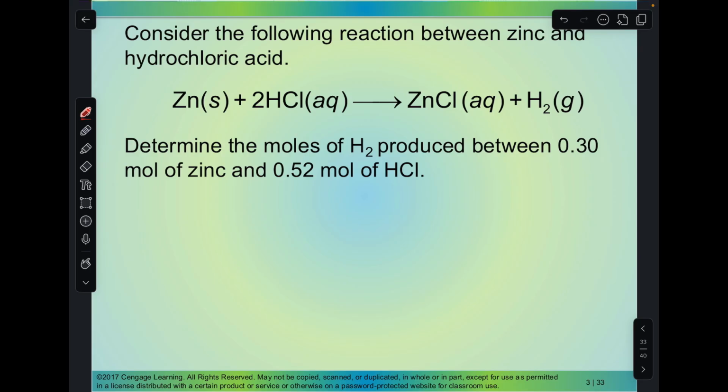Okay, so we have 0.3 moles of zinc and 0.52 moles of HCl. And so you can predict how this is going to work. And we'll just write it out here. So we have 0.3 moles of zinc, and we don't have to go all the way to grams here. We can stop at moles.